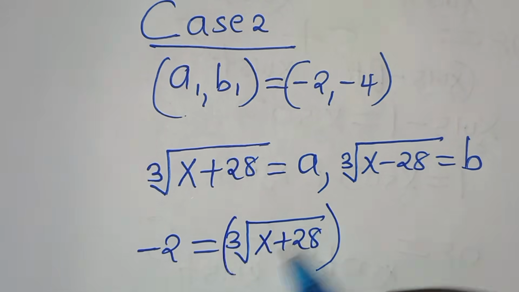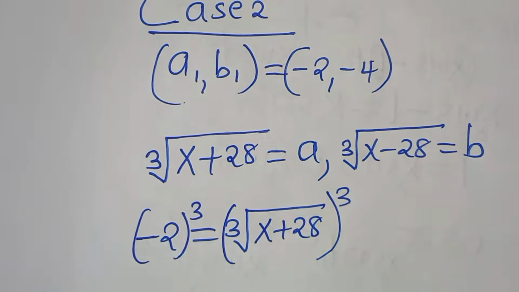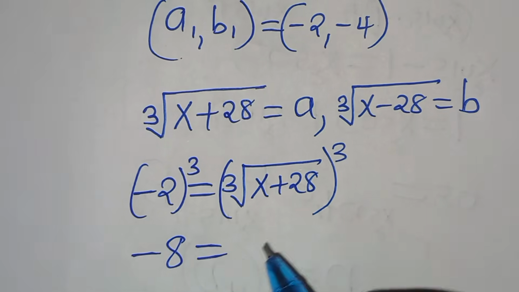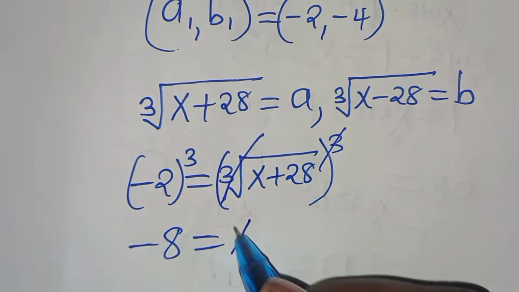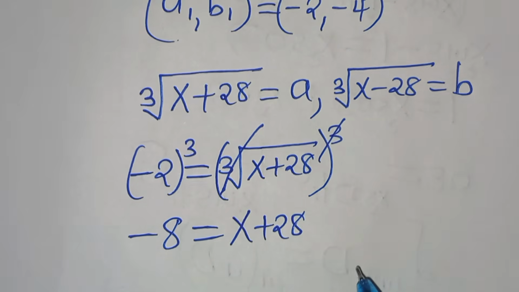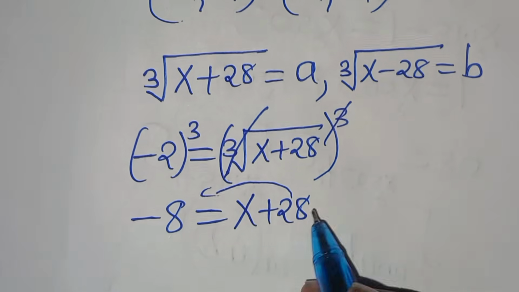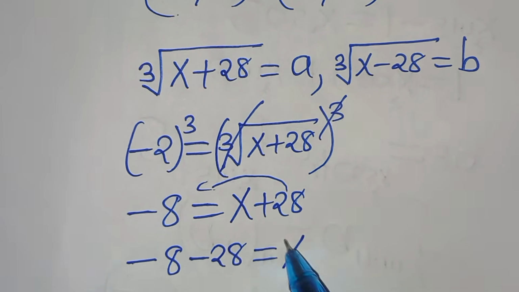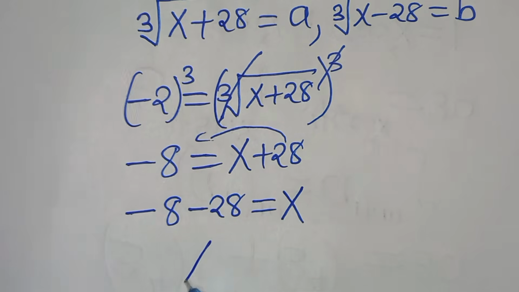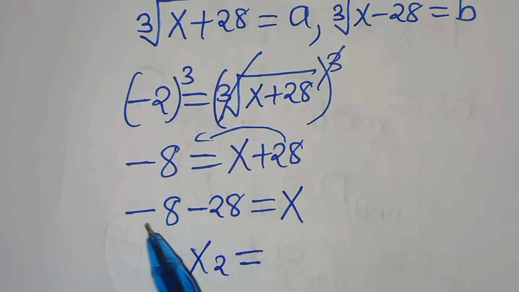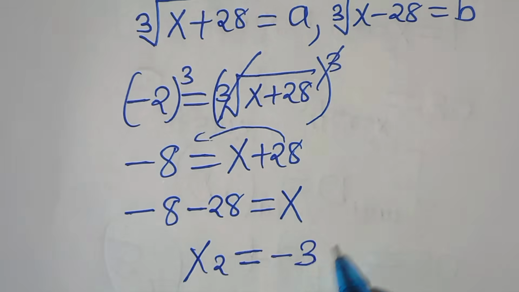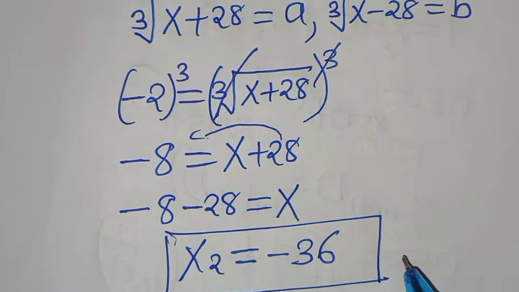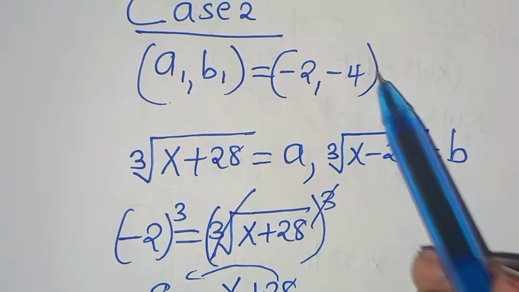Now let's raise to the power of 3 on both sides from here. So negative 2 to the power of 3, this is negative 8, and this is equal to, we eliminate the cube root sign, x plus 28. Now let's take plus 28 to the left hand side, and this means that minus 8 minus 28 is equal to x. Now this means that x2 is equal to minus 8 minus 28, which is negative 36.